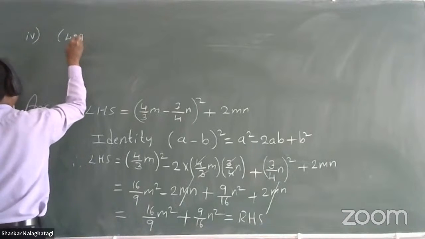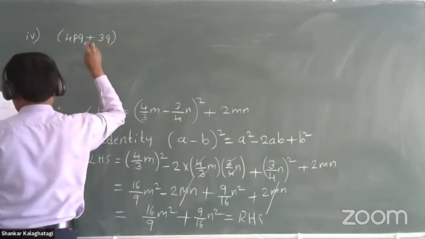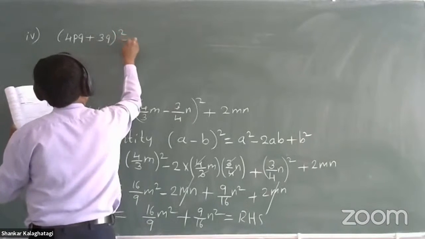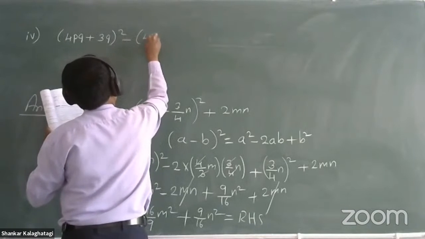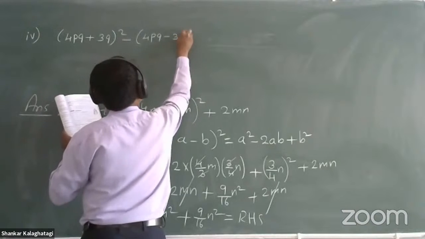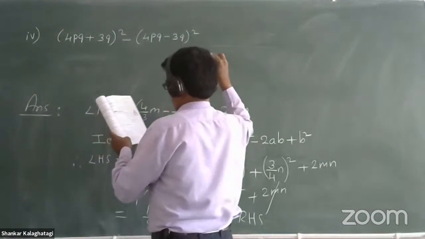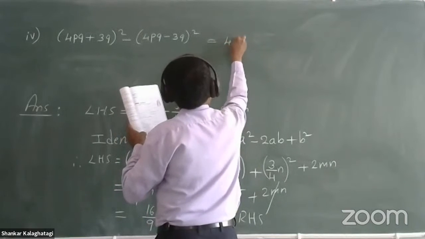4AQ plus 3Q bracket square minus into bracket 4PQ minus 3Q bracket square equal to 48PQ square.